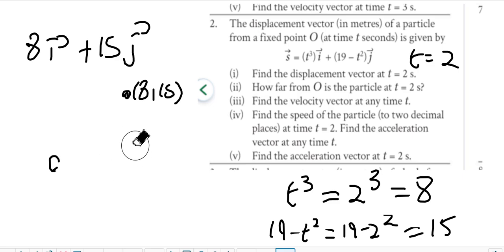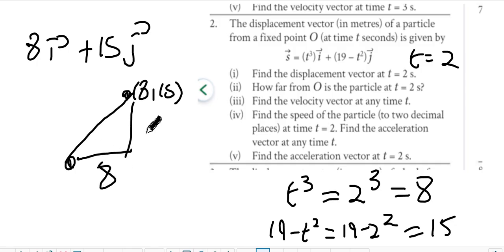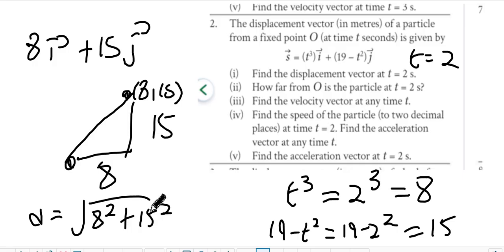All right. Next thing. How far from O is the particle at t equals 2? Well, we just discussed that a minute ago. It's 8 across and 15 up. So use Pythagoras' theorem. What do you get? 8 squared plus 15 squared. I think it's 17. But know this off by heart.